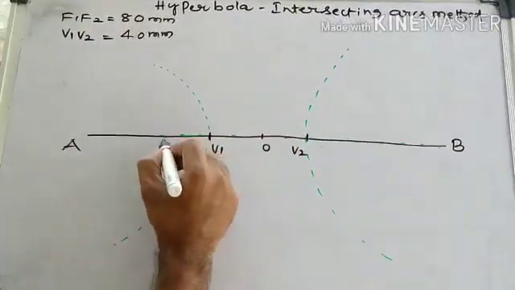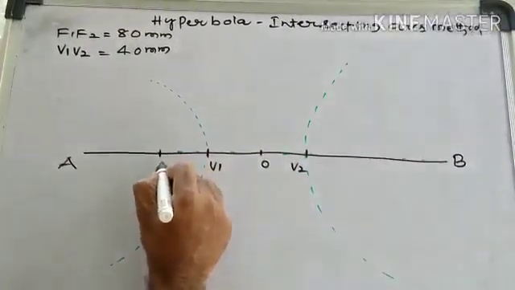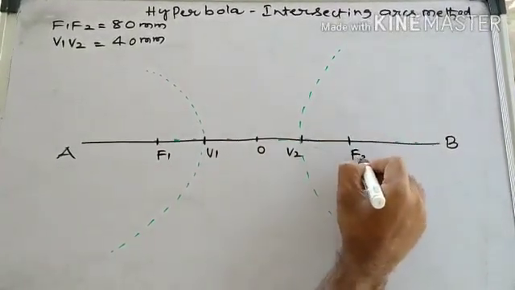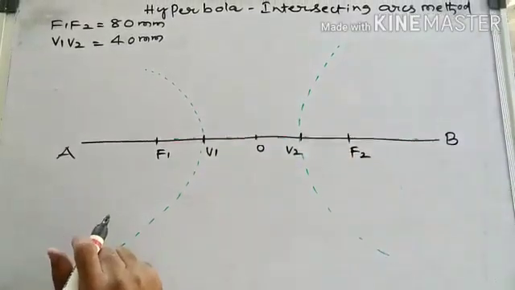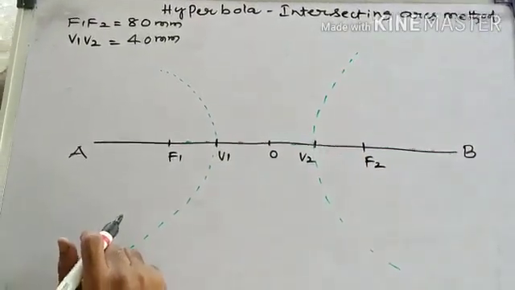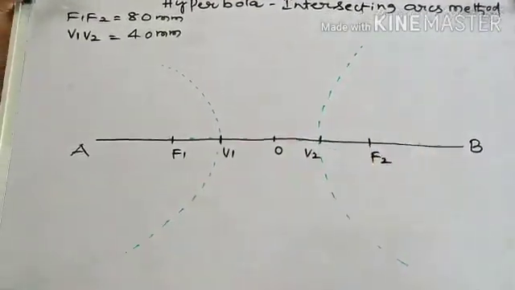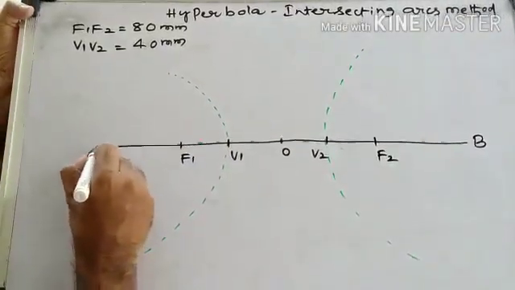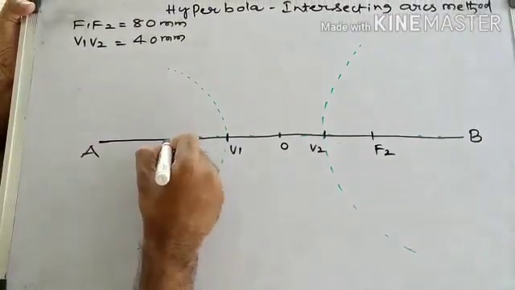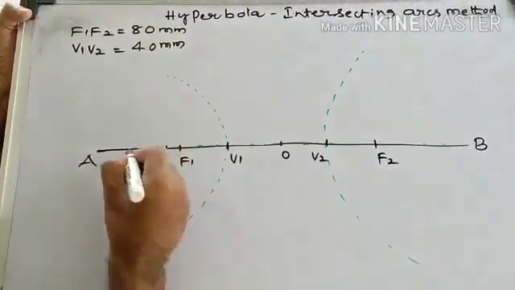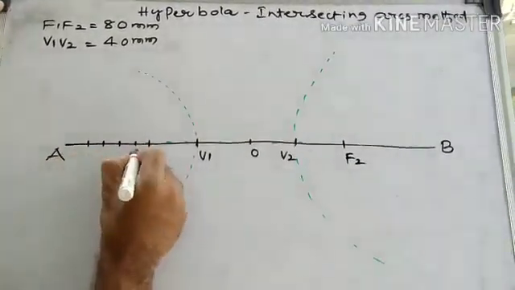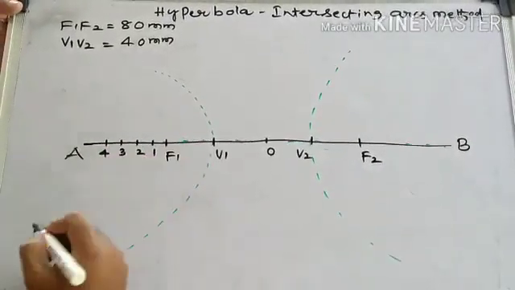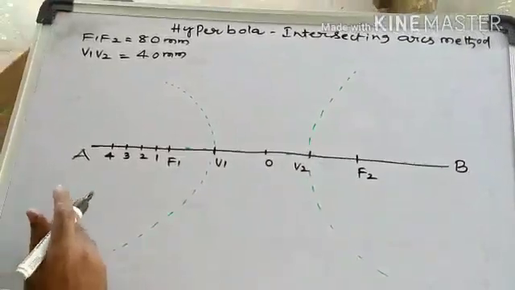From O, left side 40 units, right side 40 units, F1 F2 80 units. Now, after getting this information, on the left side you have to draw some number of points after F1: 1, 2, 3, 4. These can be equal divisions or unequal divisions. Choice is yours.